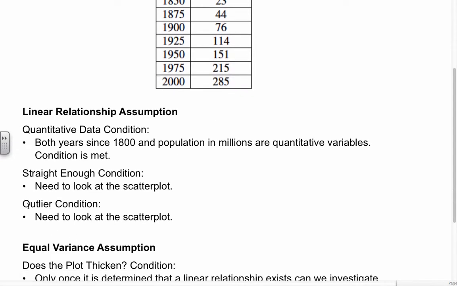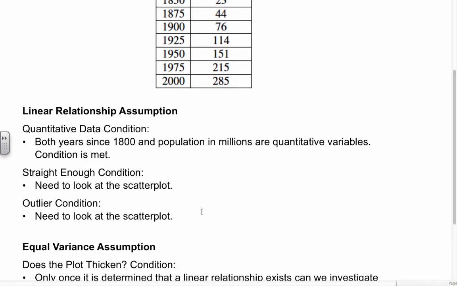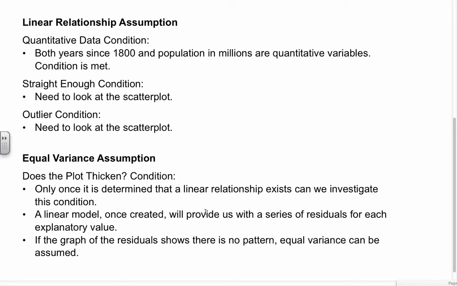So then we're going to look through and take a look at the outlier condition. Again, we're going to need to look at the scatter plot before we can even go with discussing that. Equal variance. There's only one way to really determine whether or not we have equal variance. Remember, before we can even check equal variance, we have to have met the linear relationship assumption. So if we can't assume a linear relationship, there's no reason to even consider equal variance. Once we know that we have something that is roughly linear, then we can go ahead and investigate here.